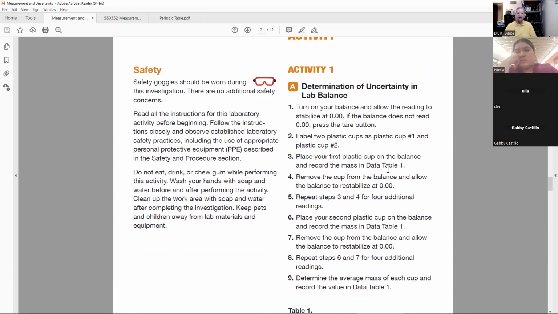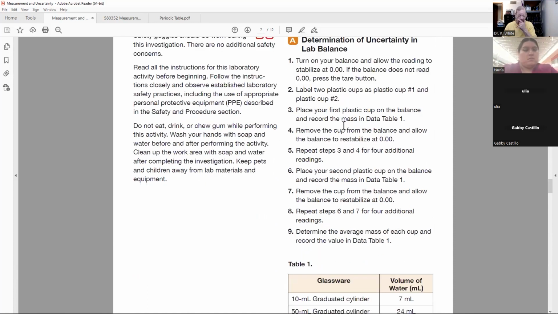Now, let's go through the activity. First of all, you'll turn your balance on and zero it, and you'll have two plastic cups. Ta-da! And what you'll do is take, and you can label them. I don't have my, where'd my grease pencil go? Well, anyways, with the grease pencil, one and two. And what you'll do is place first cup on the balance and record it and remove it and let it stabilize, or I would just tare it again.